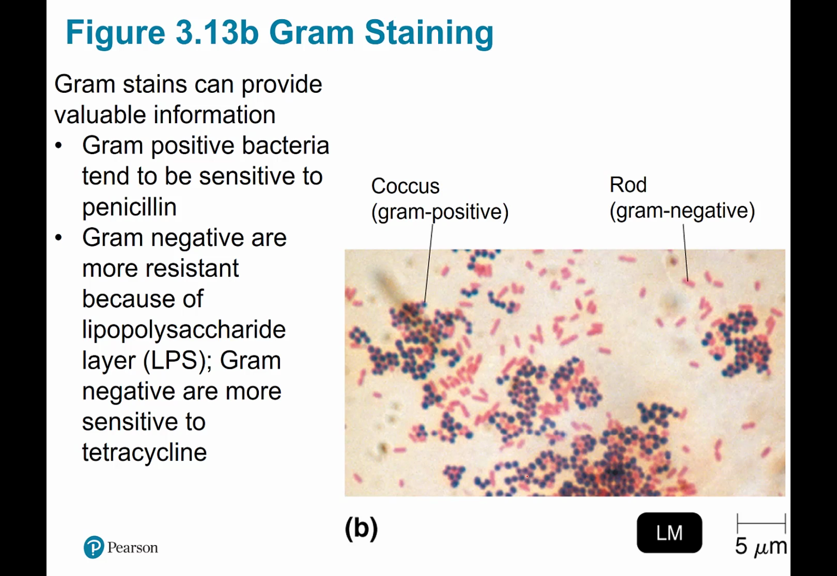Okay, so gram-negative are more resistant to many of your antibiotics because of their cell wall structure. And for instance, gram-negative are more sensitive to tetracycline. However, gram-negative are not sensitive to penicillin. So penicillin would be a drug that's effective against gram-positive, but not effective against gram-negative organisms. It'll help you make the right treatment option to treat a person.